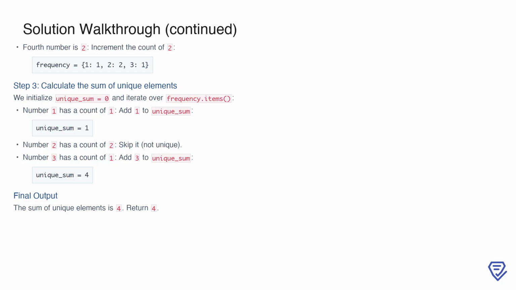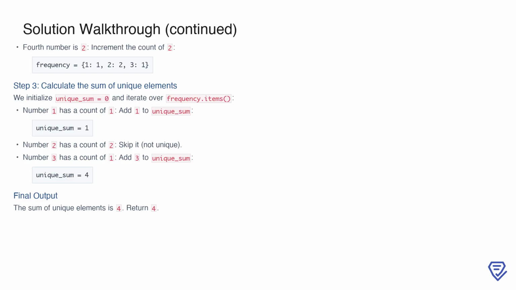To do this, we initialize a variable called unique_sum and set it to 0. Then, we iterate through each item in the frequency dictionary. The first number, 1, has a count of 1, which means it is unique, so we add 1 to unique_sum, giving us a running total of 1.